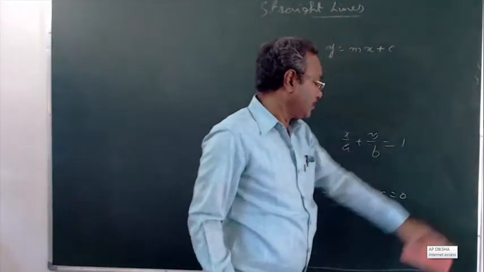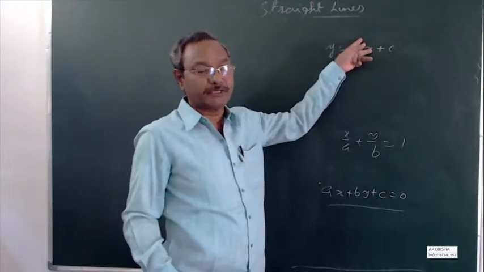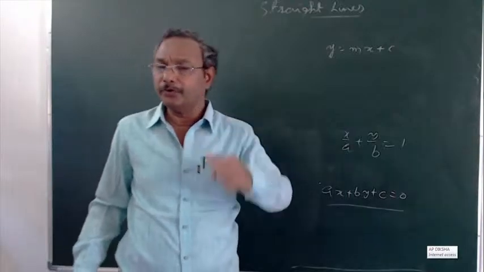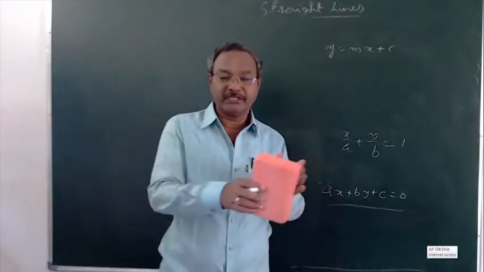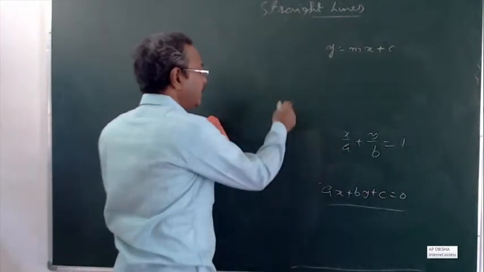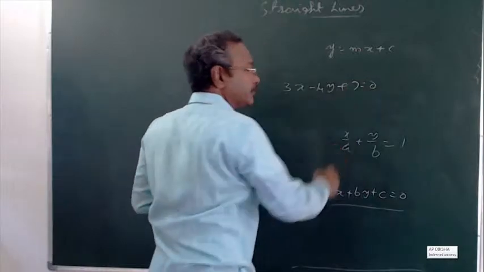You may be asked to convert the equation of a straight line which is in the general form to the slope-intercept form or the intercept form. And of course you have the normal form which we will discuss at a later stage. Okay, suppose you have a straight line, say 3x minus 4y plus 7 equal to 0.